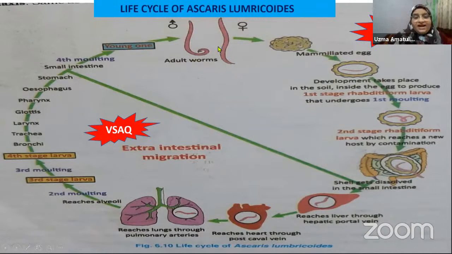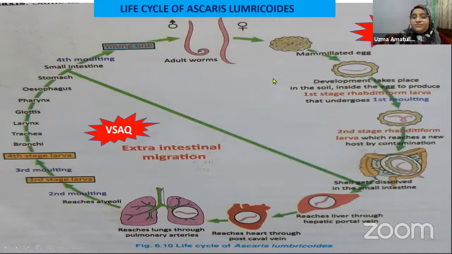Now, the male and the female copulate. Where? In the small intestine. Now, what happens here? The female will lay mammulated eggs. Now, where are these mammulated eggs? They are in the soil now. In the soil, they come out along with the fecal matter from the body, and they are in the soil now. Now, what is happening?